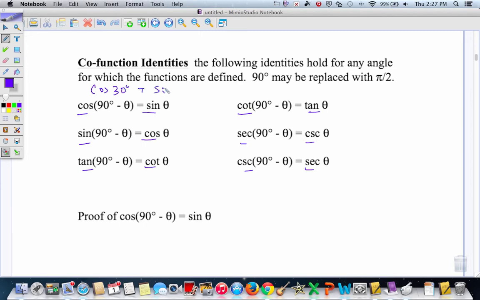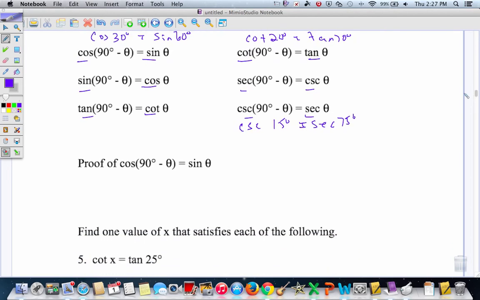So the cosine of 30 degrees is equal to the sine of 60 degrees. The cotangent of 20 degrees is equal to the tangent of 70 degrees, something like that. Or down here, the cosecant of 15 degrees is equal to the secant of 75 degrees. If the functions are equal to each other, they're cofunctions and their angles are complementary. 15 and 75 is 90, 20 and 70 is 90, 30 and 60 is 90.